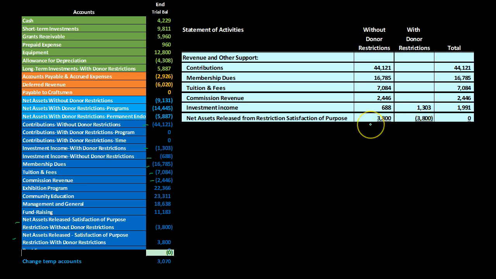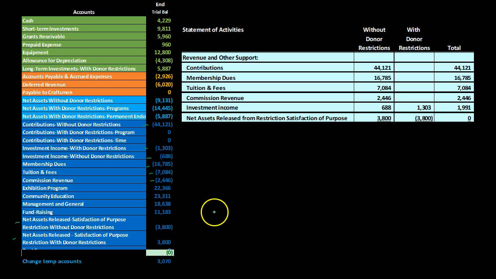The one that's always going to go up is the one without donor restrictions because the point of this is to take something that was previously restricted and then unrestricted and that would increase the one without donor restrictions. The one going down then is going to be the one with donor restrictions.